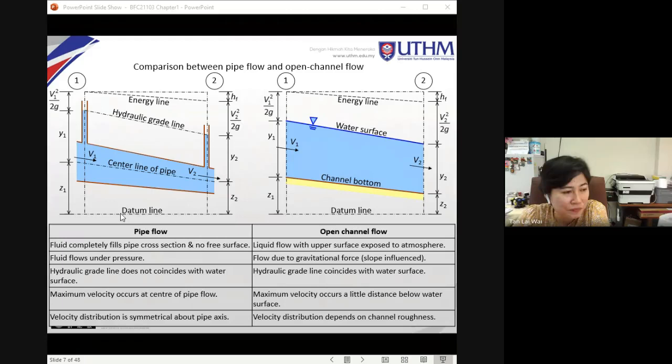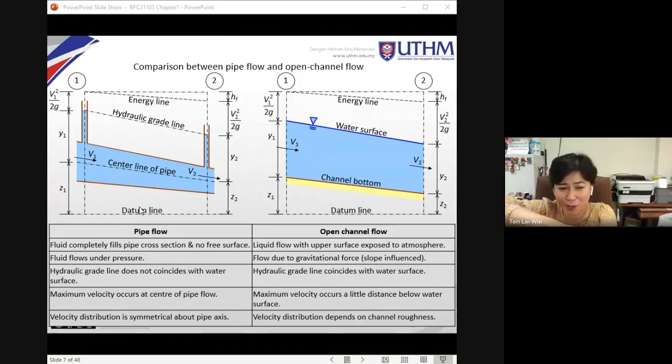Now, pipe flow. In pipe flow, the fluid completely fills the pipe cross section, but it's not in open channel. Remember you said you have free surface, that means the flow would not completely fill the cross section. And then the second characteristic would be, in pipe flow, the fluid flows under pressure. However, for open channel flow, the flow will occur due to gravitational force. That means it's being influenced by the slope.